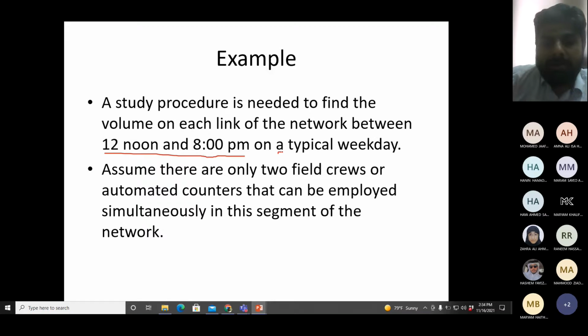On the second statement, you see the restriction. The client has hired a very poor consultant, poor in terms of money, and that consultant only has 2 teams. If he is doing it manually, assume he has 2 teams of people, and if he is using sensors and counters, let us assume that he has only 2 counters.